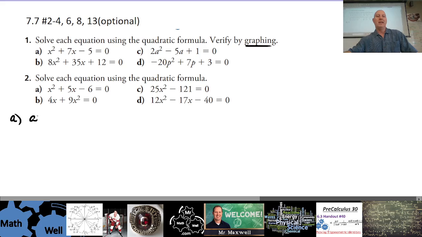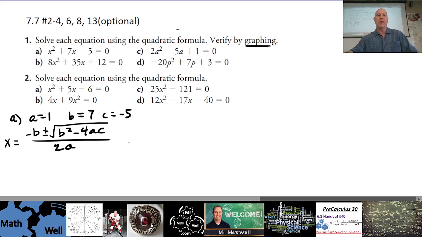So A in A is 1. B is, go ahead, shout it out. What's B? 7. It's positive 7. And C is -5. Very good. So the quadratic formula, as you know from the song, is x equals -b plus or minus root b squared minus 4ac all over 2a.